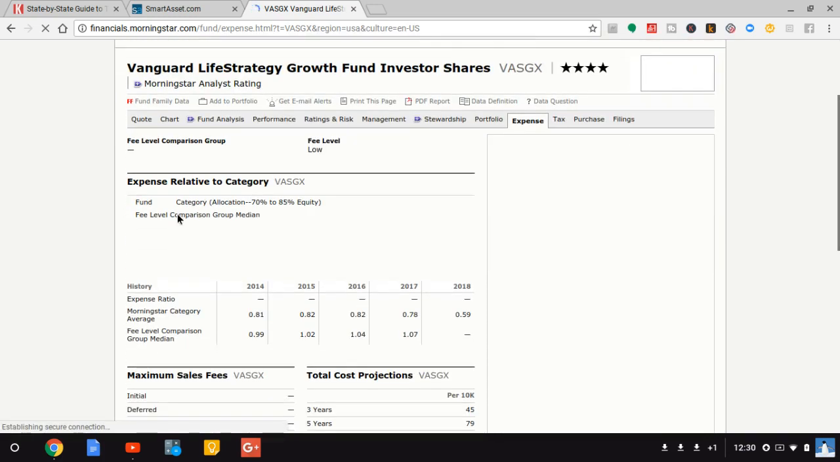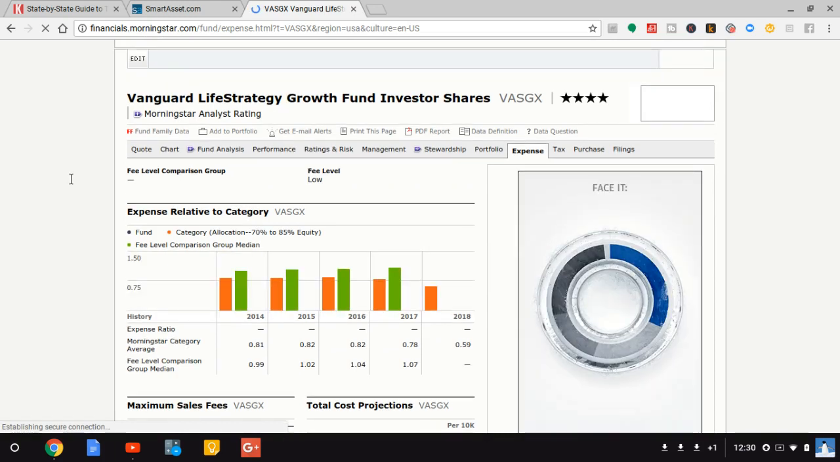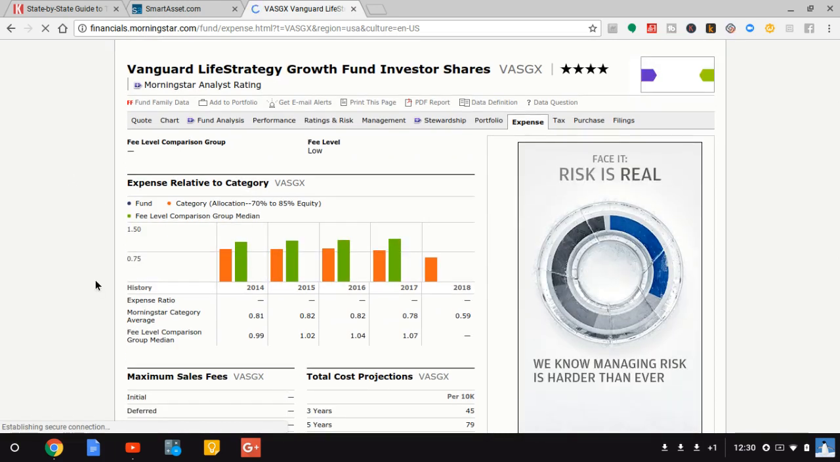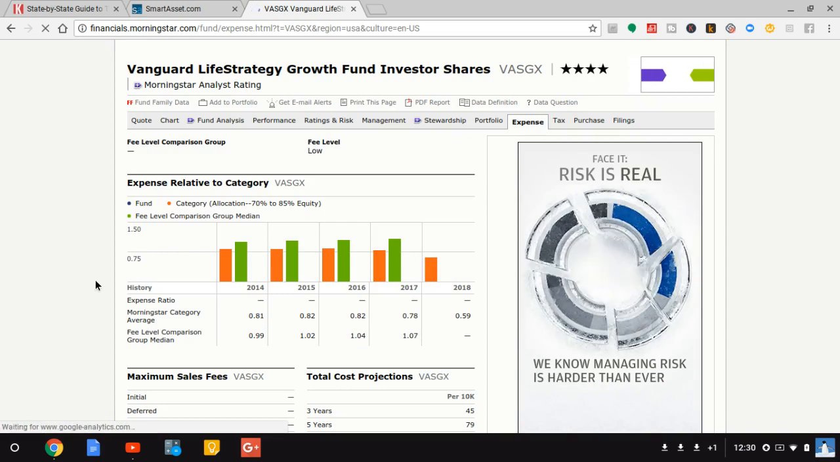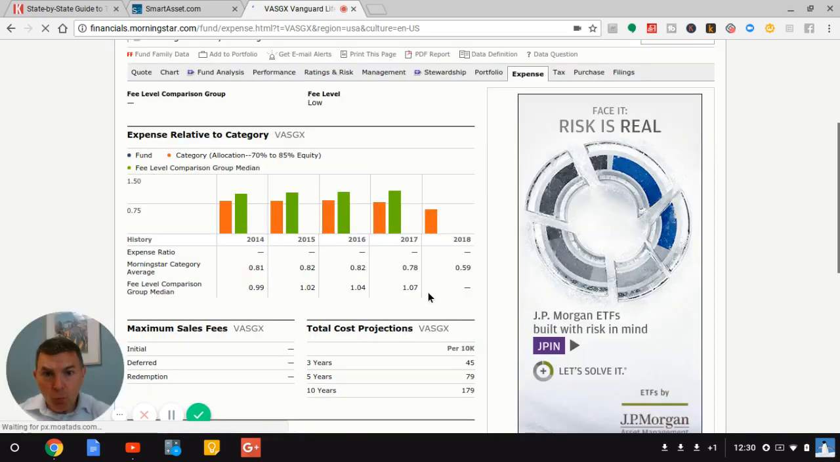All right, so let's see. Expense ratio is another one relative to category. So remember we talked about that. We talked about your expense relative to the average fund. I could care less about that. I want your, and here we'll see that we're well below the average category here.